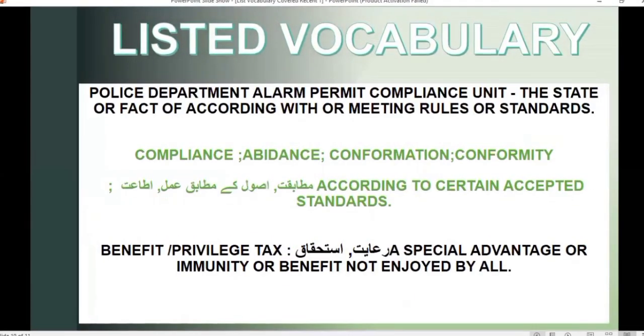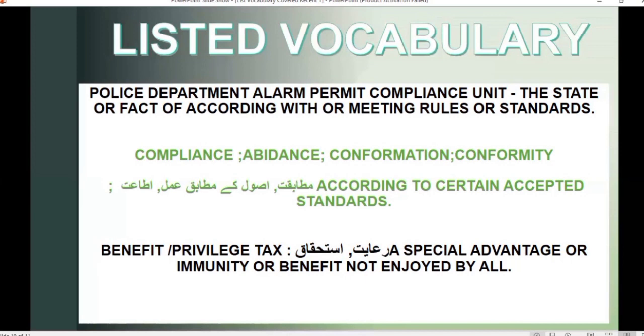Police Department Alarm Permit Compliance Unit. Compliance, the state or fact of according with or meeting rules or standards. Abidance, conformity, according to certain accepted standards. असूलों के मुताबिक अमल करना.